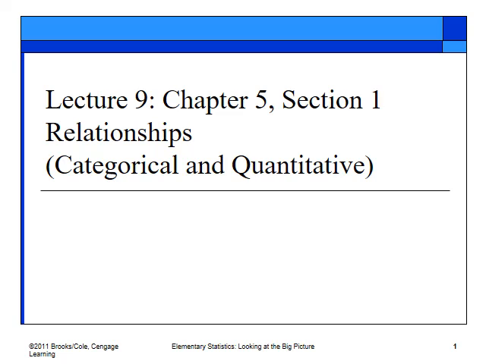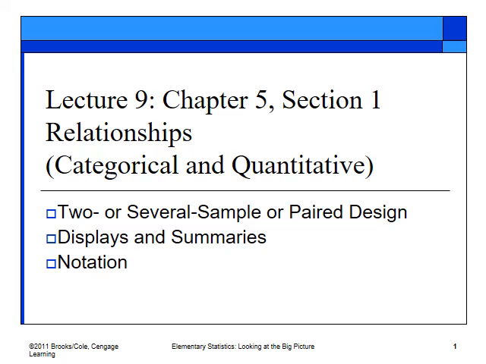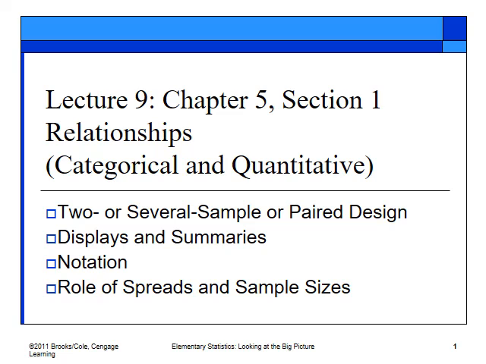In this video, we'll look at the first section of Chapter 5 on relationships between categorical and quantitative variables. We'll look at how to handle two or several sample designs, as well as paired designs. We'll look at displaying and summarizing these relationships. We'll talk about different notations that we use. We'll discuss the role of spreads and sample sizes in these comparisons.